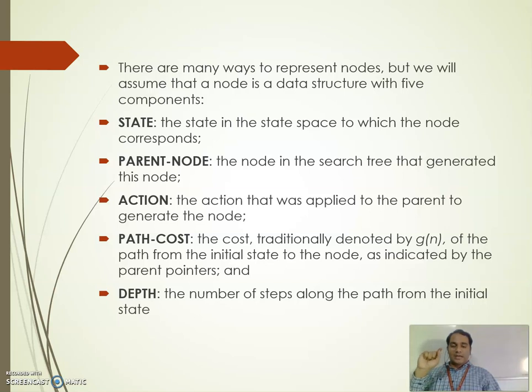Now of the path from the initial state to the node, whatever the node you are considering up to there, whatever the states you have visited, including the cost of all those will give you G of n as indicated by the parent pointers. Depth, the number of steps along the path from the initial state. Because it is a tree, we will consider the depth, how deep you have come to reach that particular node.